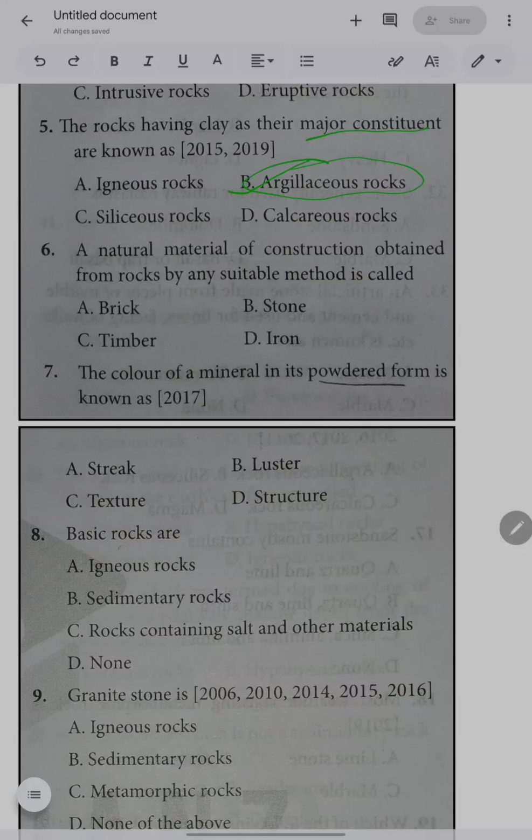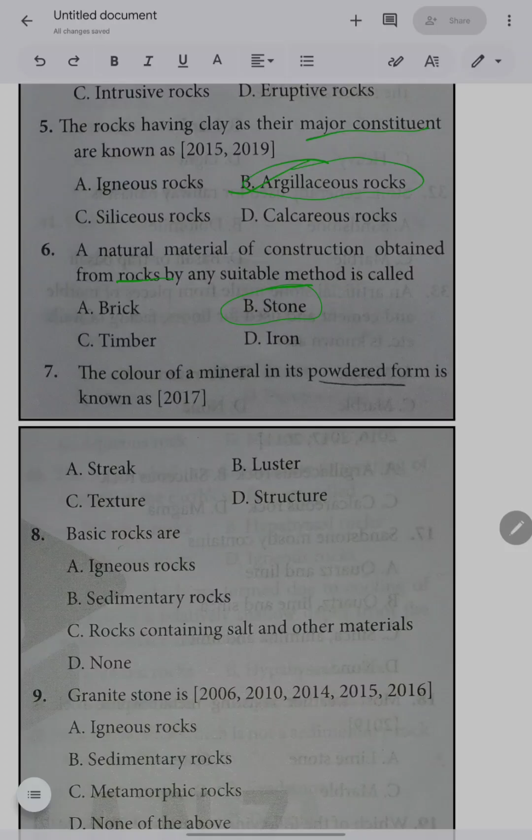Next question. A natural material of construction obtained from rocks by any suitable method is called brick, stone, timber, iron. So the natural material of construction obtained from rocks by any suitable method is called option B, stone.